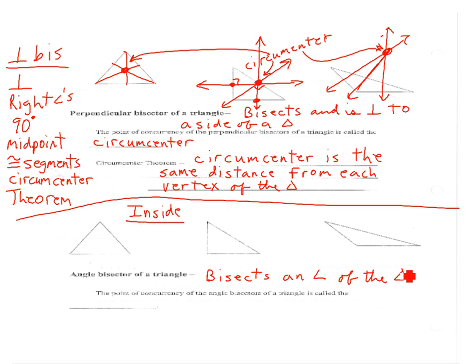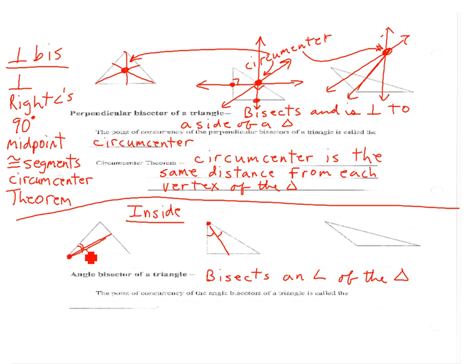So if I'm looking at this angle right here, I just want to bisect it. It's going to split it up into two congruent angles. If I'm looking at this angle right here, I want to bisect it. It's going to go from there to there, and it's going to split it up into two congruent angles.